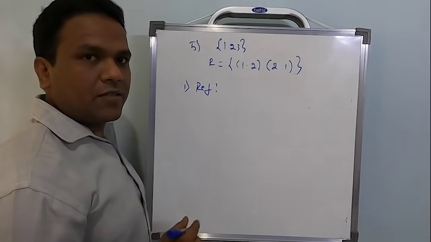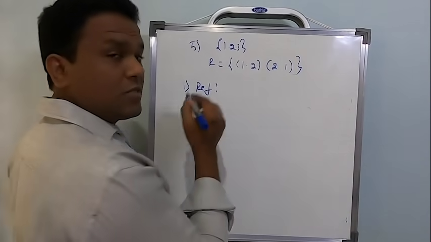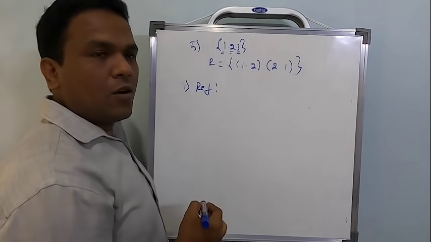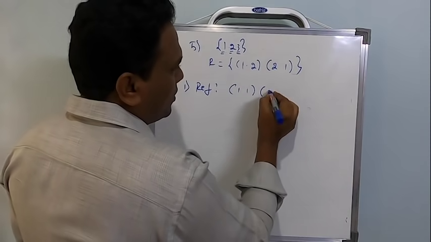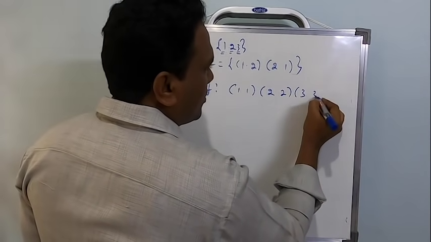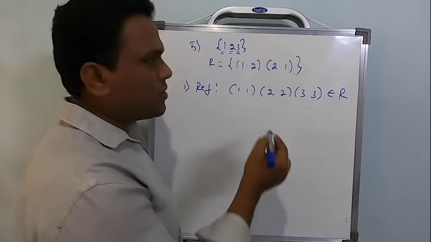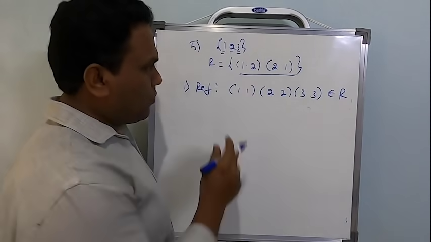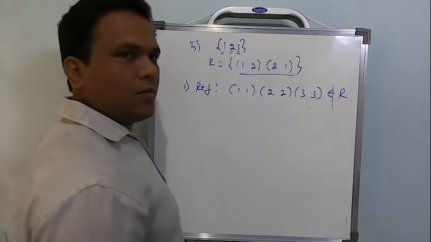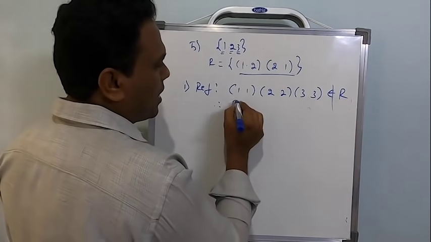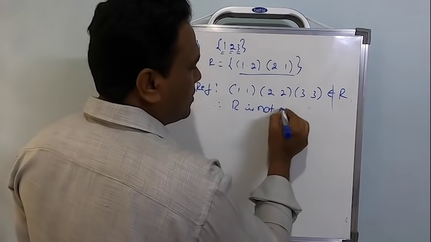So let us take the reflexive relation. If suppose this has to be reflexive, (1, 1), (2, 2), (3, 3), all these three should belong to R. Notice here (1, 1), (2, 2), (3, 3), none of them belongs to R. So what is the conclusion out of this? Therefore R is not reflexive.